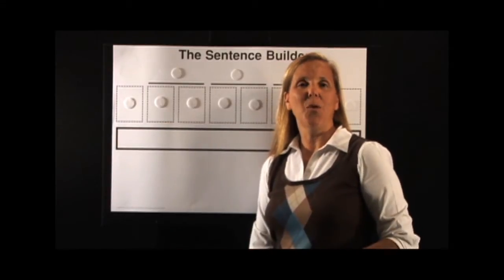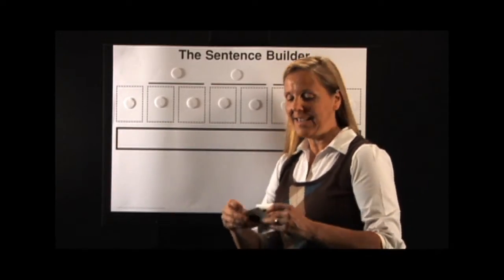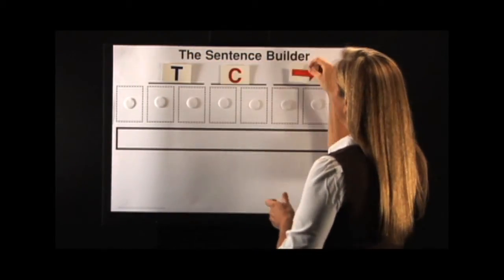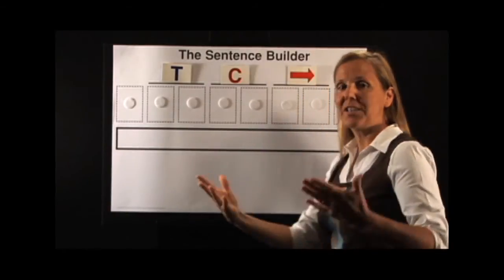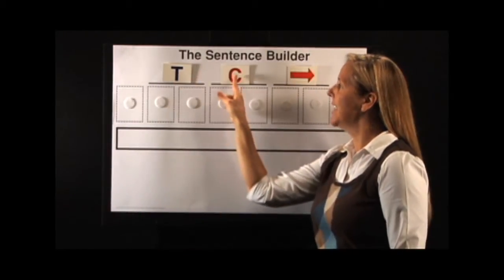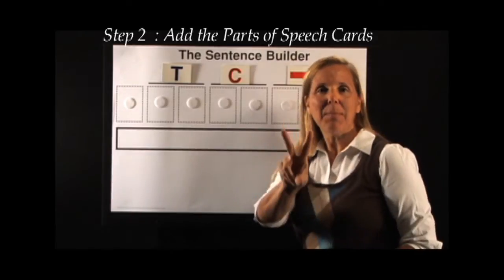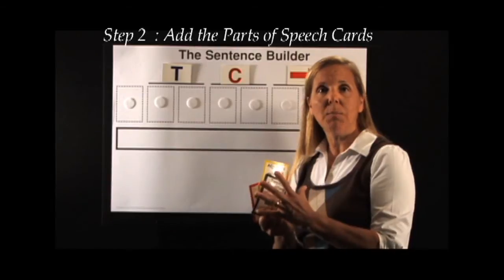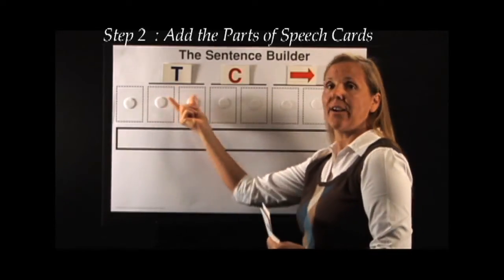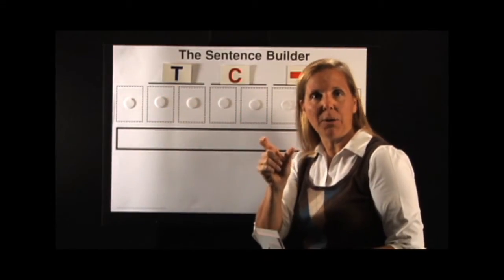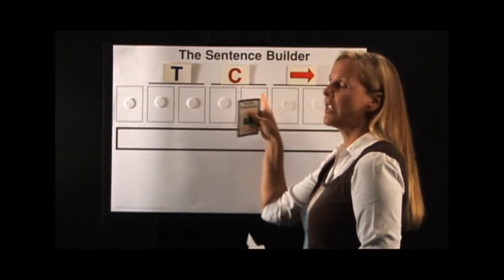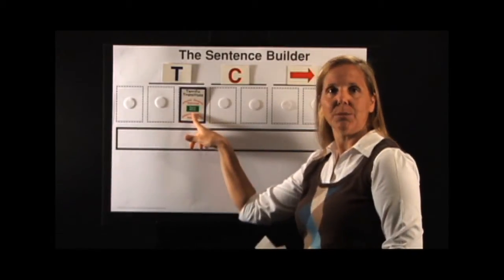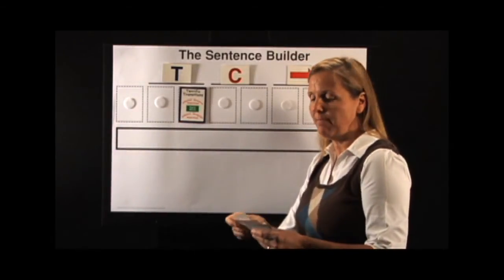Our secret formula for a transition sentence in a narrative is T, C, arrow. What does that mean? That means transition, character, action. Step 2, let's add our parts of speech cards. Remember, we add our parts of speech so that we can look at our sentences and chunk them into meaningful parts. The first part of our sentence is going to be transition. We're going to add our transition cards here because we're going to begin our sentence with a transition.